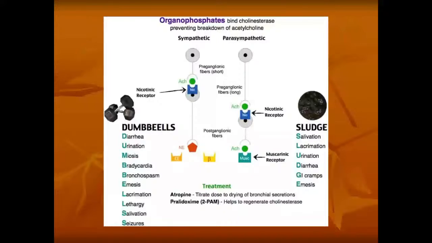And those can be real bad because the patients can't protect their airway. And the treatment for this is just atropine, atropine, atropine all day. Just keep giving it till their secretions dry up. But that can be a fatal one.